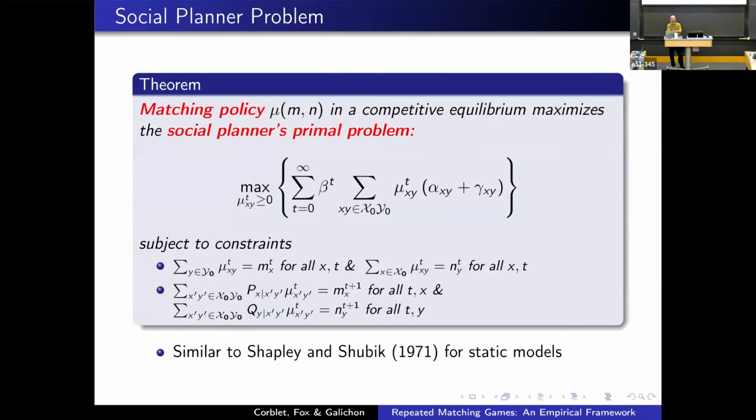Okay, so the theorem, and this is our version of what's in this paper, Shapley and Shubik, 1971, is that the matching policy in this competitive equilibrium is going to maximize the social planner's problem.